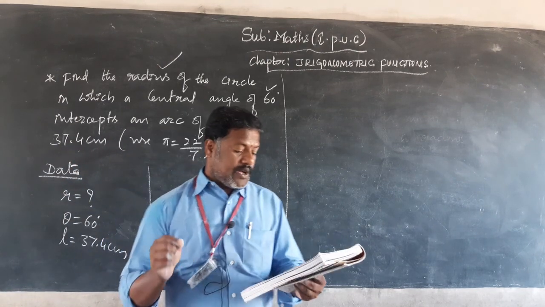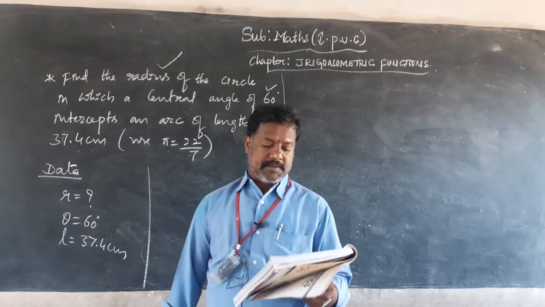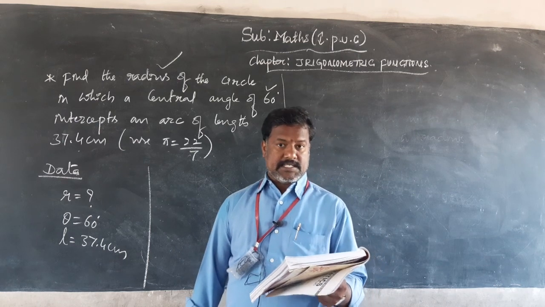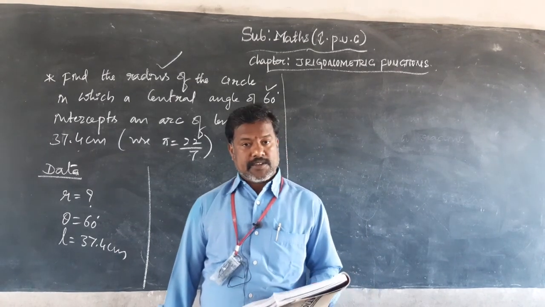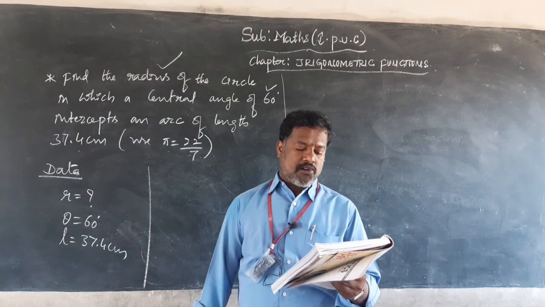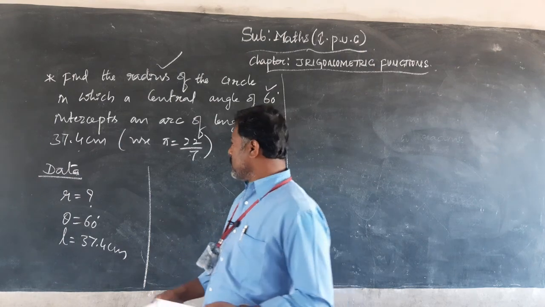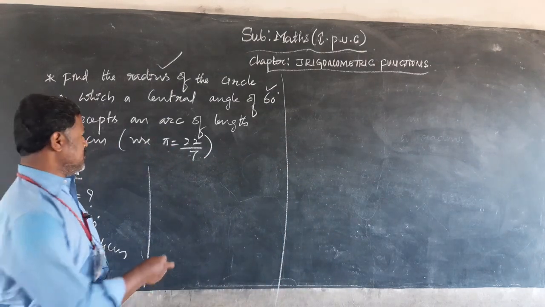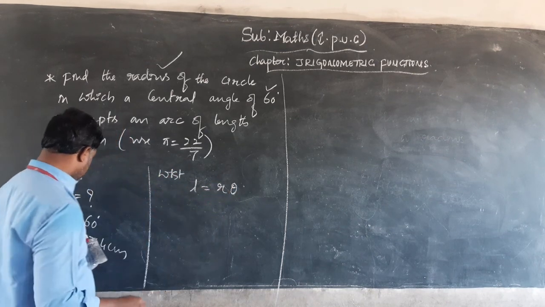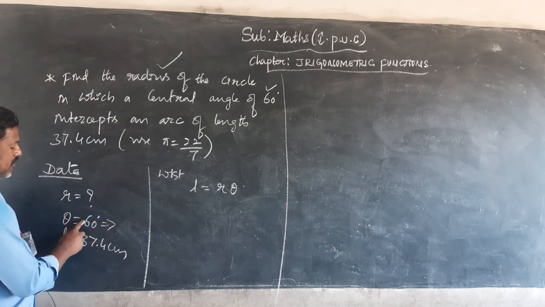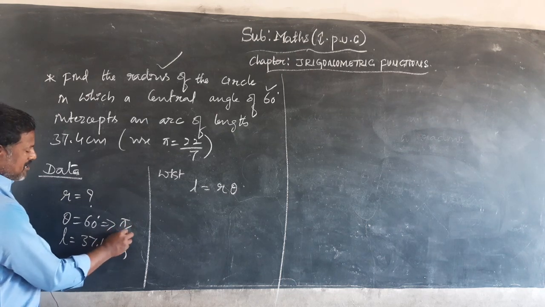See how simple here we have the problems. Focus clearly. Find the radius of the circle, r is equals to question mark. Central angle they are given us, that is 60 degree, theta is equals to 60 degree. We should convert that theta into radian measure. Arc of length 37.4, L is equals to 37.4. Okay, children. So we have a formula for that. We know that L is equals to r theta. Children, if theta is equal to 60 degree, the value in radian measure is pi/3.